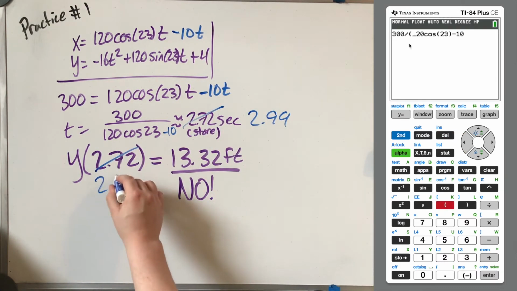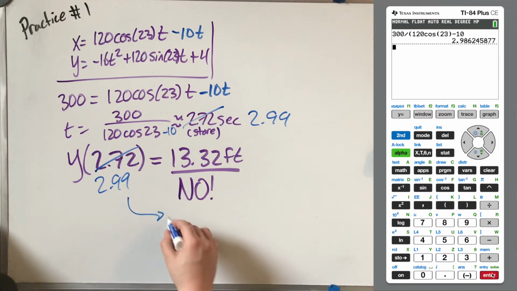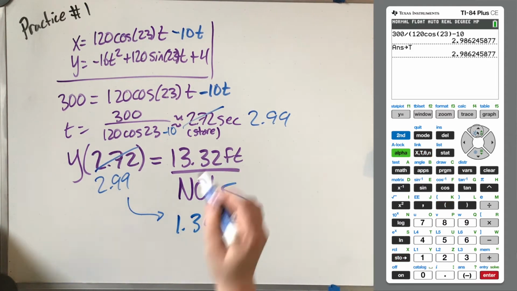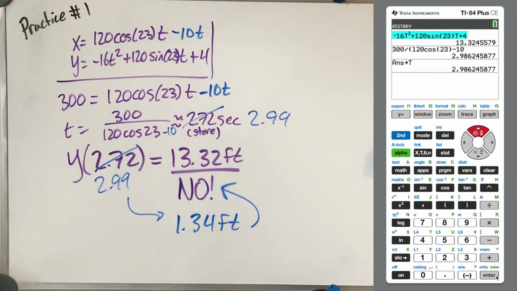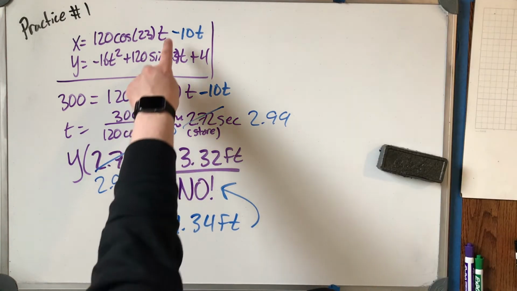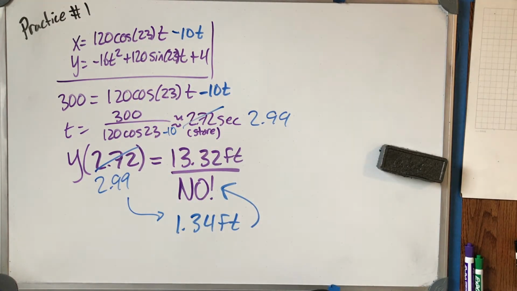So when I plug 2.99 in, I will get a height of 1.34 feet. So our answer is still no. Now, if this had been a wind gust coming from behind and actually helped him, and that was a plus, my guess is that this probably would have cleared the fence then. But unfortunately, that's not the way the problem was written.